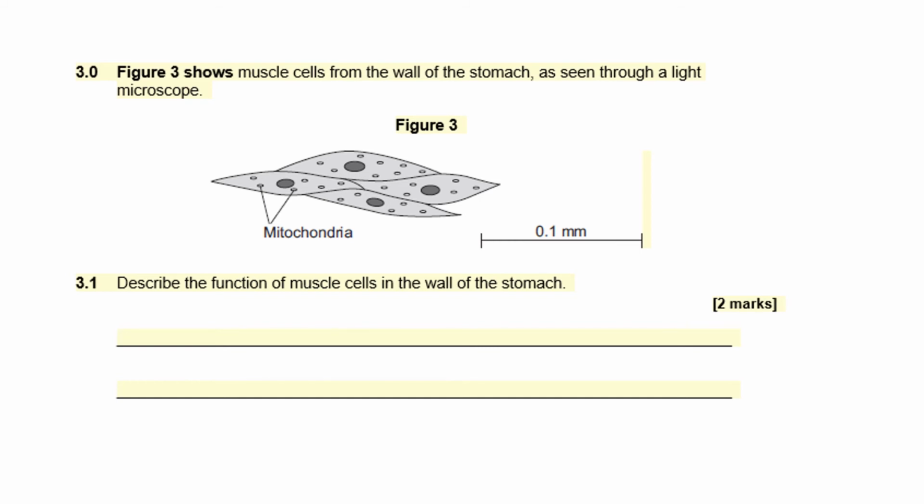So an ideal answer will be, for describe the function of muscle cells in the wall of the stomach, they contract, which mixes the food. That's it. Okay, so always have a look at the number of marks it's worth and also what the command word is to see what you need to do.